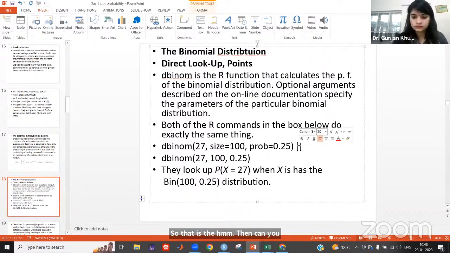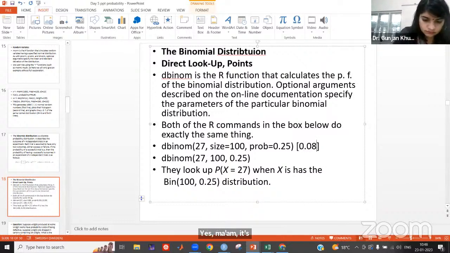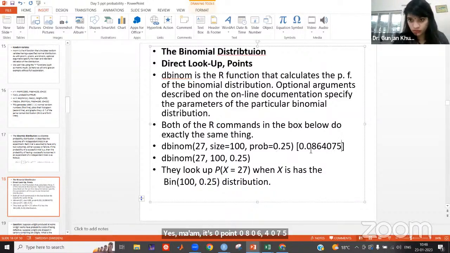It's 0.0806407.5. Yes, 0.080, 64075. Is that the answer you are getting, Alka ma'am? Yes, I'm getting the same.